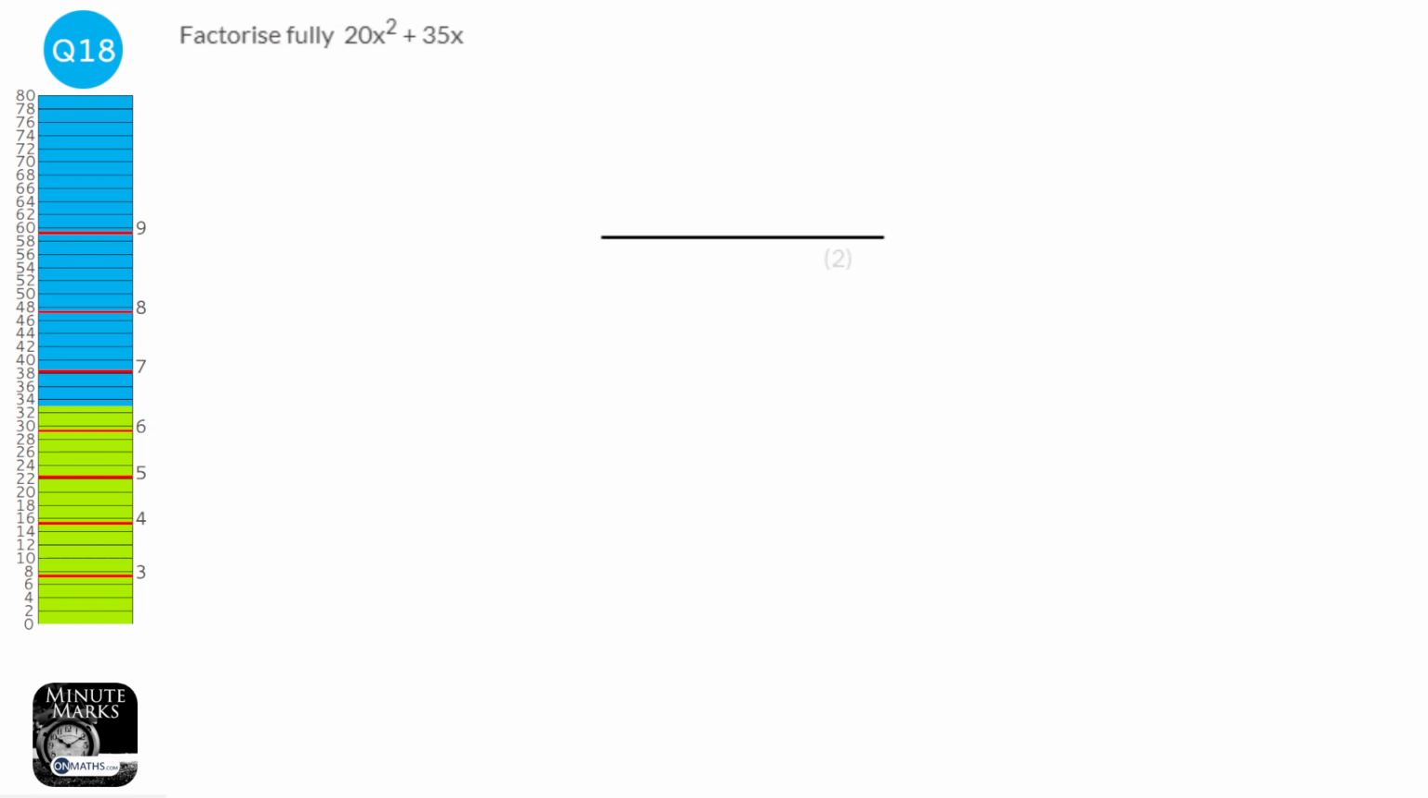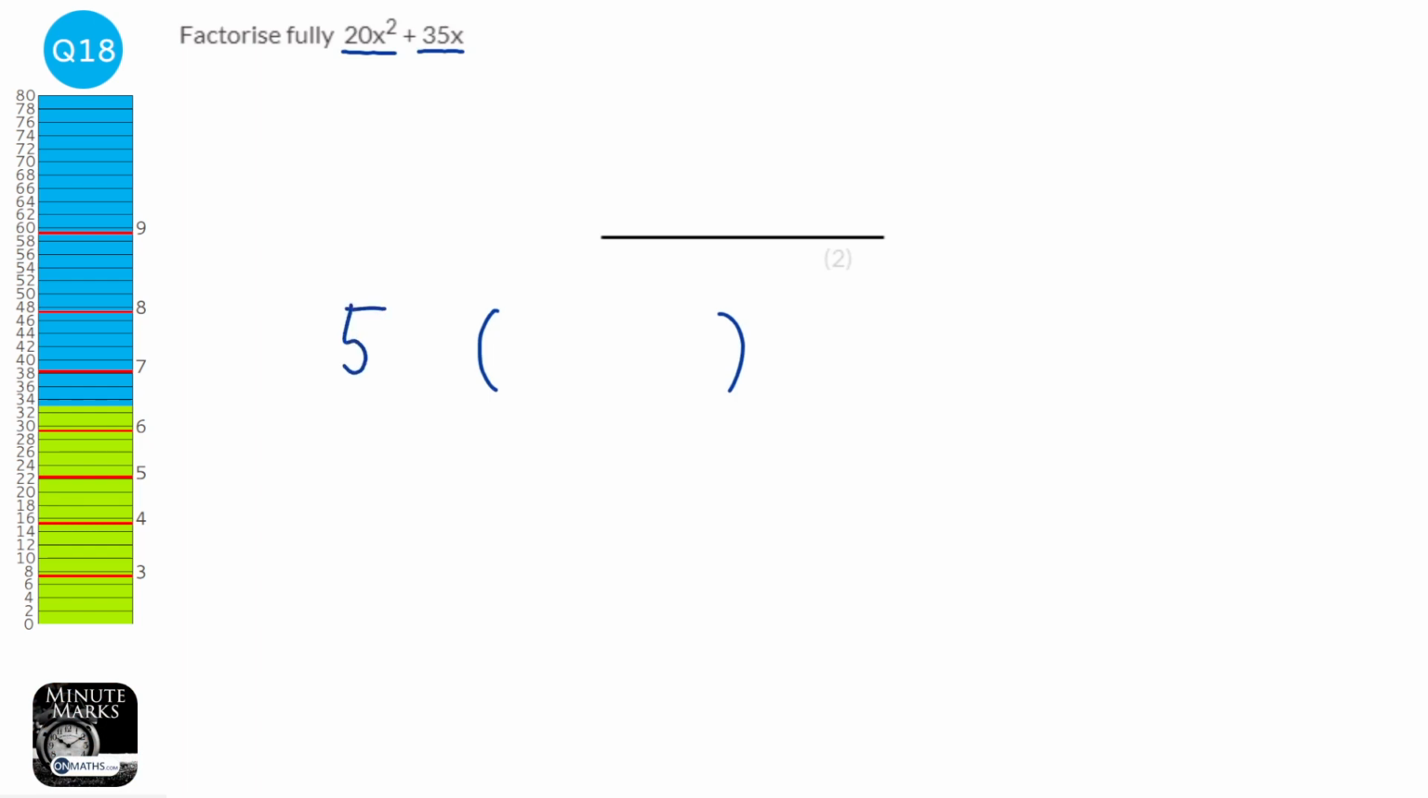Factorizing is the opposite of expanding. So instead of removing things from a bracket, we're actually putting them in a bracket. And so we're going to start off by just putting the bracket down. And we're going to think, well, what can we put on the outside? So we look at the 20x squared and the 35x. And we first of all think of the number. So we're looking for the biggest number that goes into 20 and 35, essentially its highest common factor. Well, that's going to be 5.